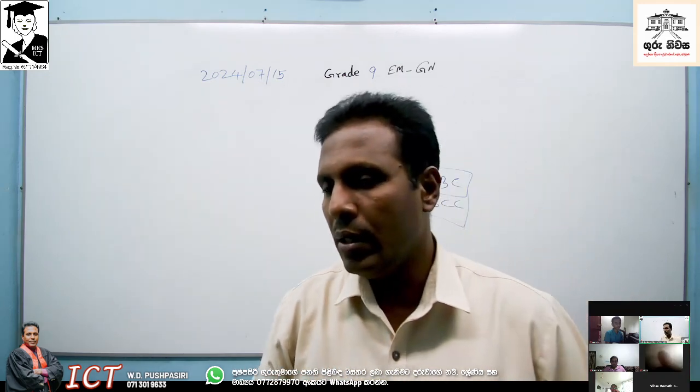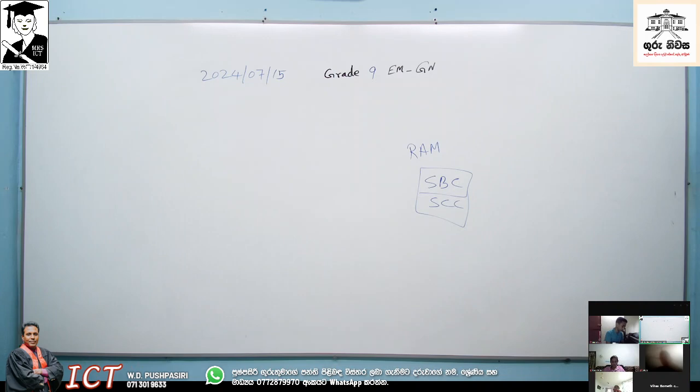There are two main types of boards. Write this down. There are main two micro boards.